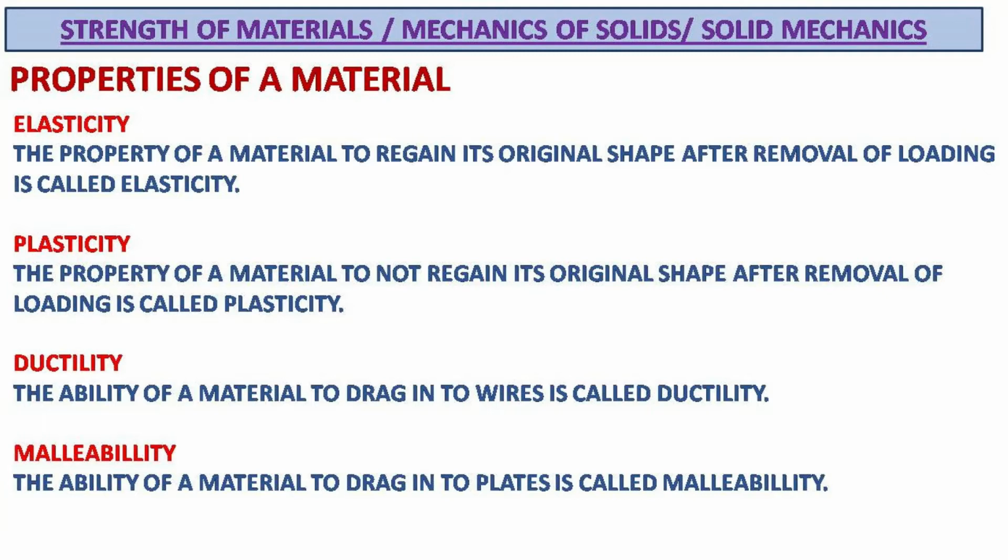Slide 7. In this slide we are going to study some properties of a material. Elasticity is the property of a material to regain its original shape even after removal of loading. Plasticity is the property of a material to not regain its original shape even after removal of loading. The zone below elastic limit is called elastic zone and the zone beyond this is called plastic zone. Plastic limit is the limit up to which body is safe, and beyond this limit body fails. Hooke's law is valid only in the elastic zone, that is below elastic limit.